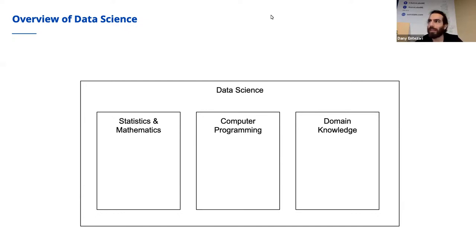So someone who's a data scientist must have these three. They must have a background in statistics and mathematics. They must know how to translate those statistical techniques with computer programming. And they must also know a thing or two about the domain in which they operate. So for example, you have to be a data scientist in a particular domain. A data scientist in the banking industry. A data scientist in the sales industry. A data scientist in, what's another example?